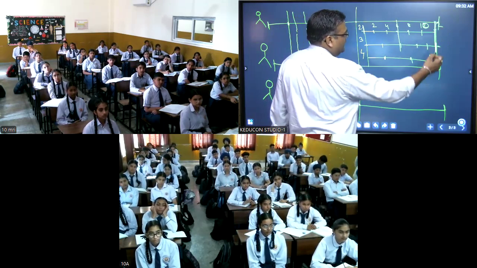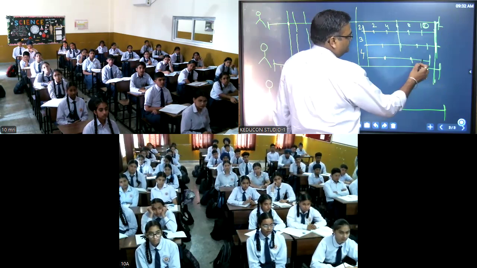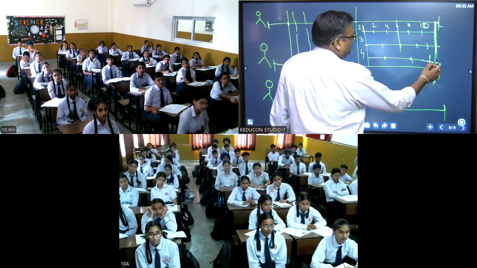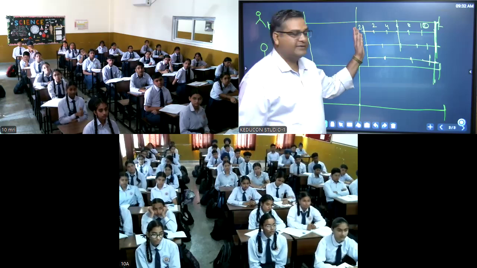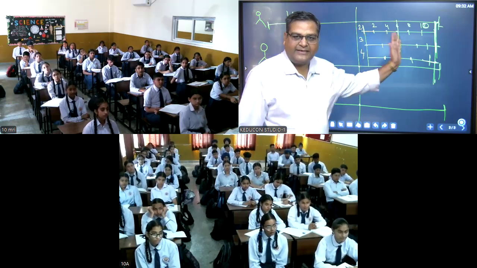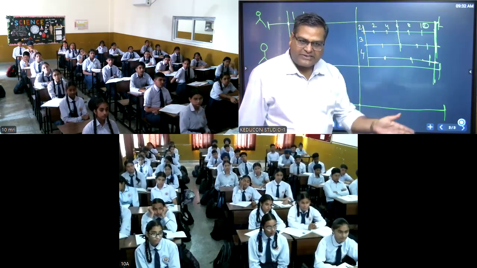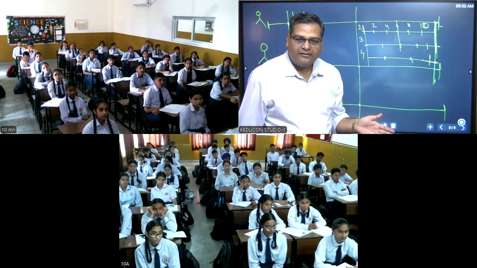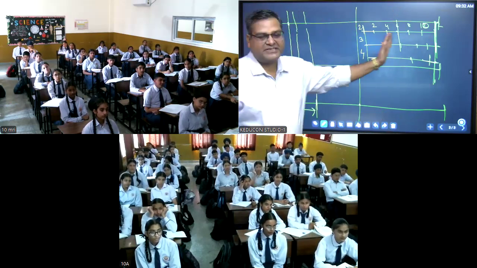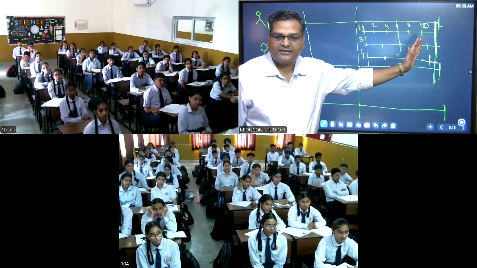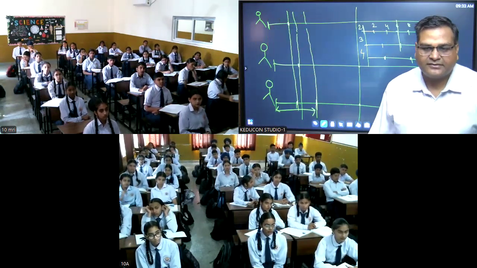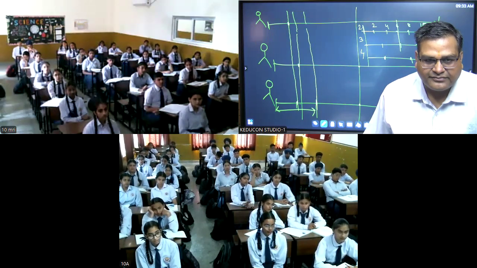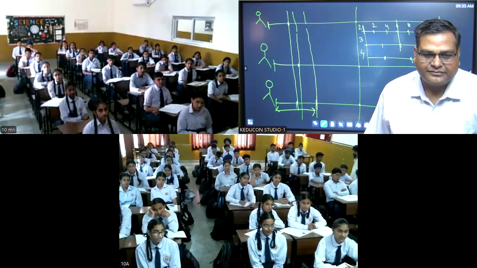So where are all three coming together? At 12. They are coming at 12 again, all three. They started at the beginning and then they have the common step at 12. So how much minimum distance have they covered? 12. Yes or no? Yes.